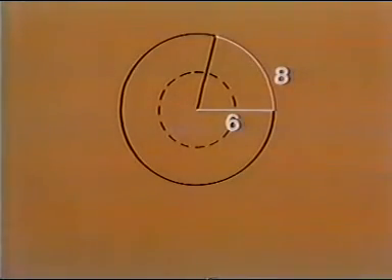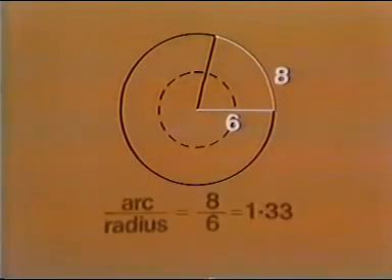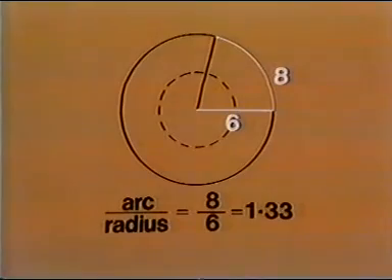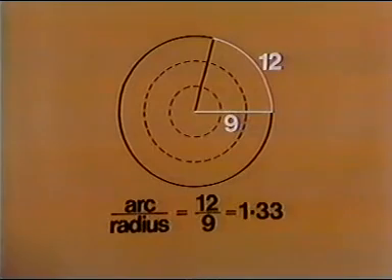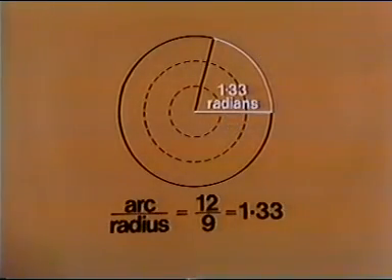Well, the arc length is now 8 meters, and the radius measures 6 meters. Our ratio? 8 divided by 6 is still 1.33. And for the same angle, we get the same number, whatever the size of the circle. Each angle has its own particular ratio, which stays constant whatever size circle you look at. The number we get as the ratio is a measure of the angle in radians.